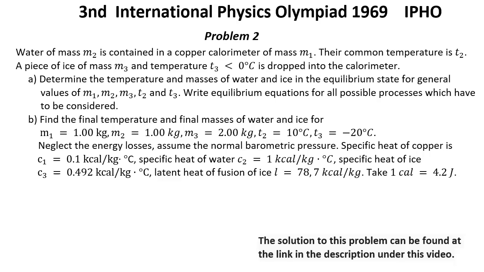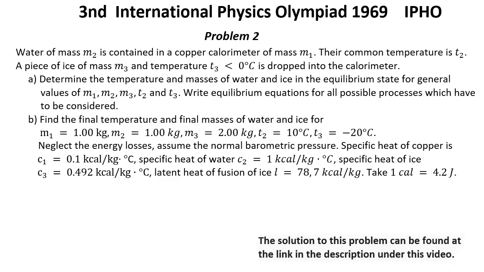IPHO. Problem number 2. Water of mass M2 is contained in a copper calorimeter of mass M1. Their common temperature is T2. A piece of ice of mass M3 and temperature T3 less than 0 degrees Celsius is dropped into the calorimeter. Question A. Determine the temperature and the masses of water and ice in the equilibrium state for general values of M1, M2, M3, T2, and T3.